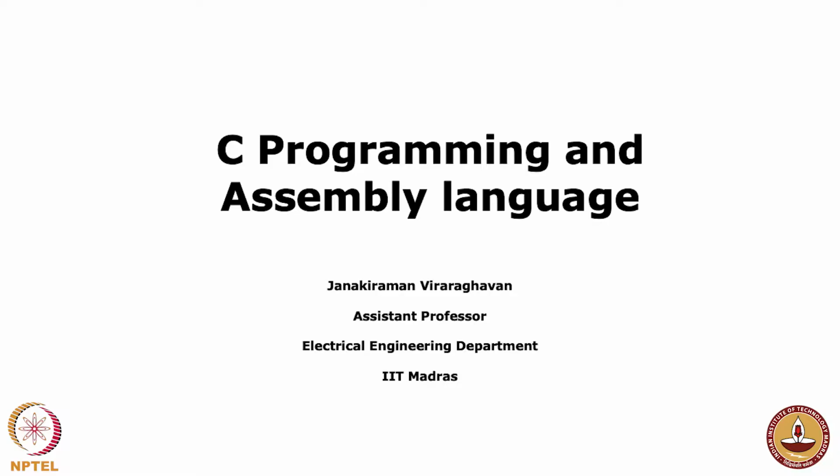Welcome back to this course on C programming and assembly language. We are in module 3 where we are discussing how we can translate a given C program into its assembly output. We are trying to compile the code here, which means we are trying to do task 2 that we alluded to in an earlier discussion.